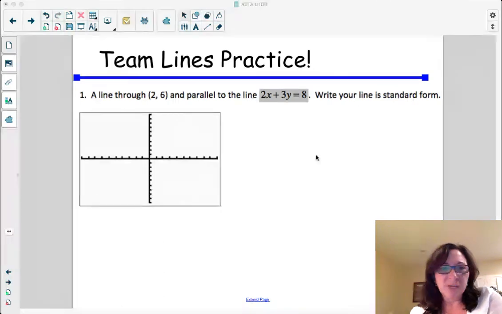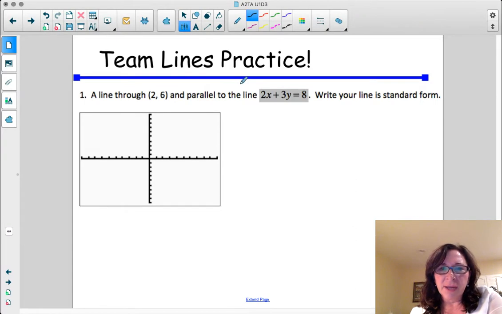So the first question is a line through (2, 6) that is parallel to the line 2x + 3y = 8, and write your line in standard form. So what we know is that we have a point.